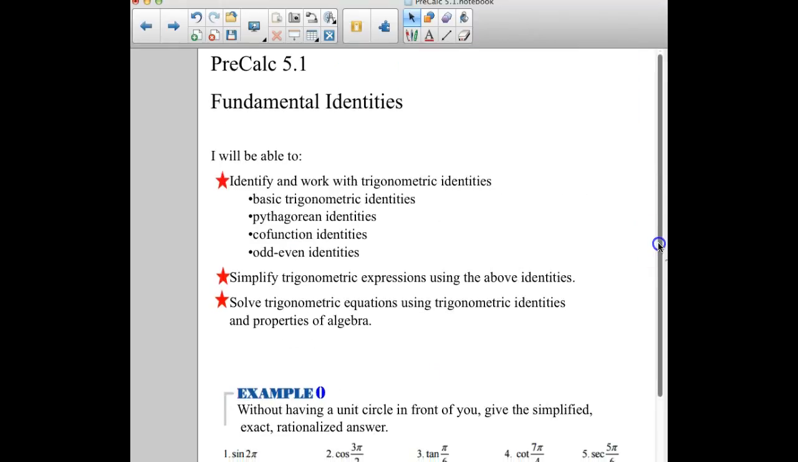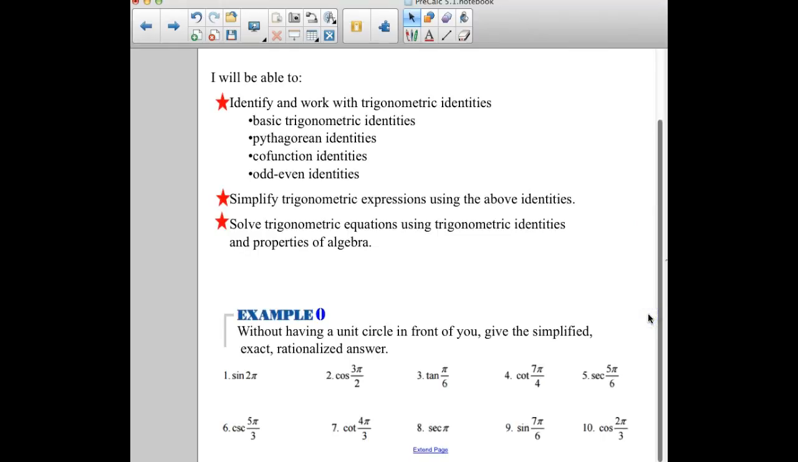So for our first section here, our objectives are to be able to identify and work with the trig identities. We're going to learn about the basic ones, which we've already introduced in chapter 4, the Pythagorean identities, cofunction identities, and odd and even identities. We're going to simplify trig expressions using those identities, and we're going to solve trig equations using those identities.